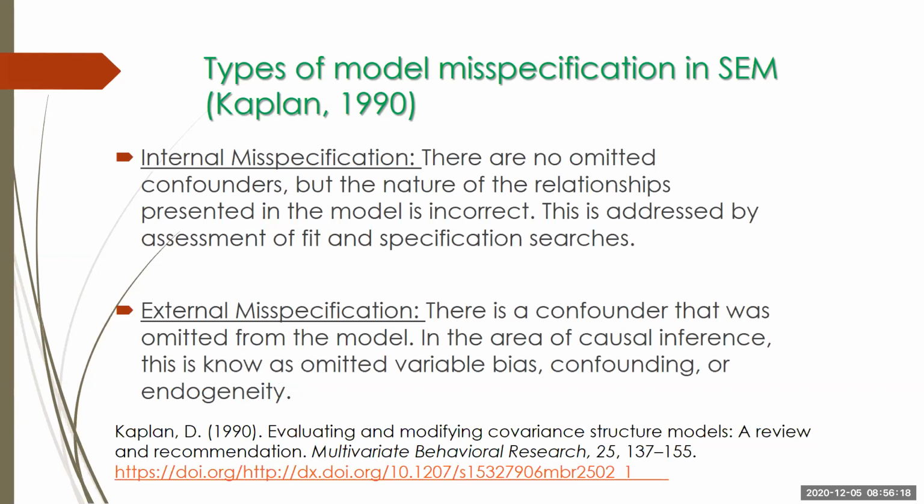External specification is to evaluate the possibility of an omitted confounder and what potential effect it would have on the results. That has not been done much in structural equation modeling, but it is an area that has potential to grow. In the area of causal inference, there is a lot more development with respect to sensitivity analysis. There it's related to diagnosing omitted variable bias, confounding, or endogeneity.